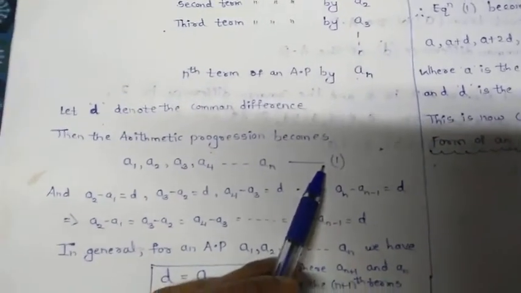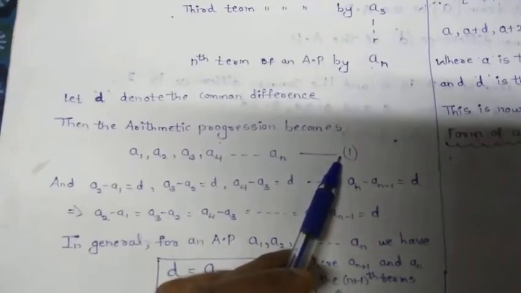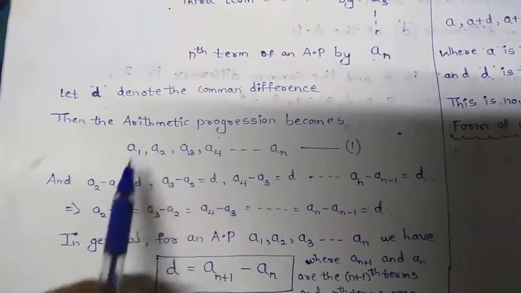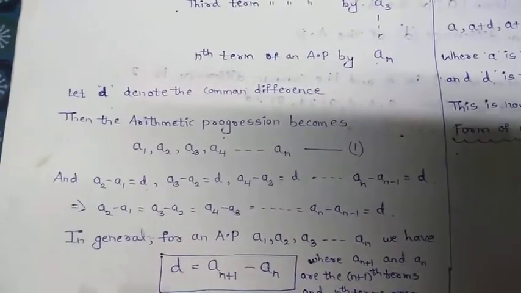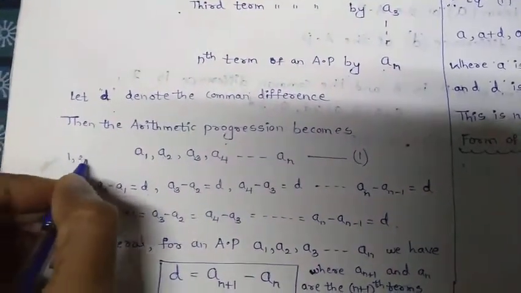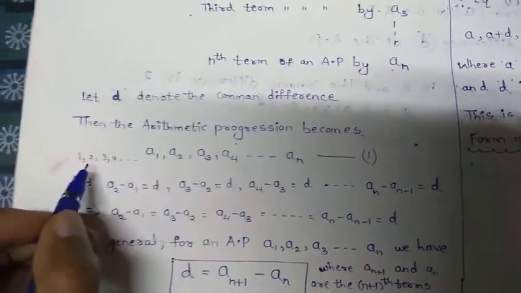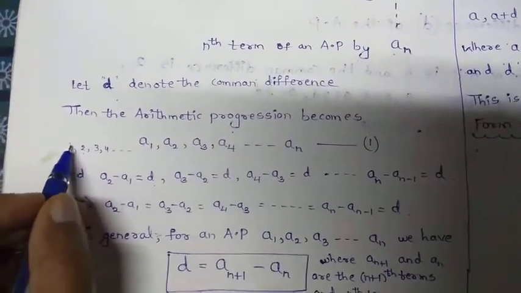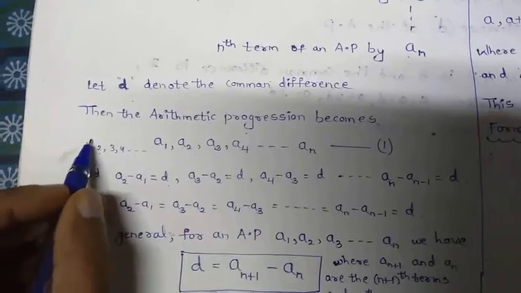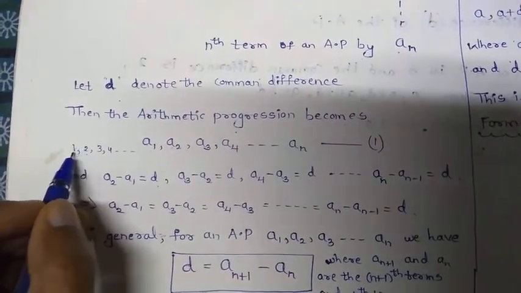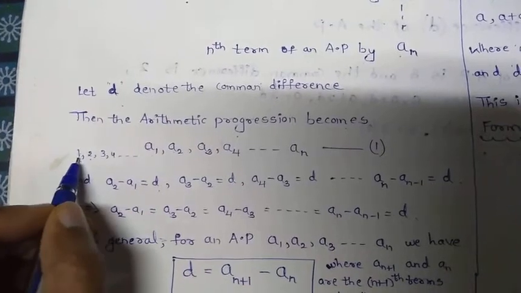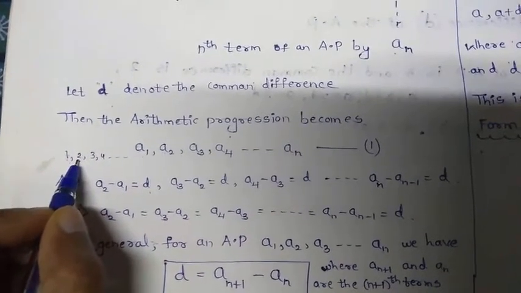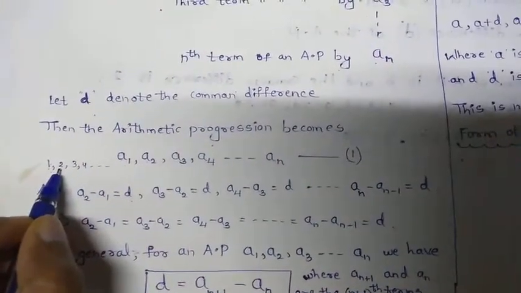So let us consider this as equation number 1. And we know that by subtracting the first term from the second term, we get the common difference. So in the previous example, we had numbers as 1, 2, 3, 4 and so on. So by subtracting the first term from the second term, we had got the common difference. So we added 1. So 1 plus 1 is nothing but 2 and 2 minus 1 is nothing but 1. So on subtracting the first term from the second term, we get the common difference, that is that fixed number which we added to get the subsequent numbers.